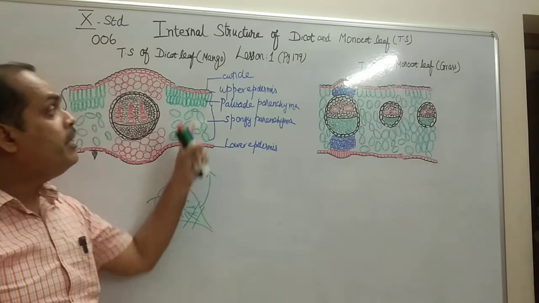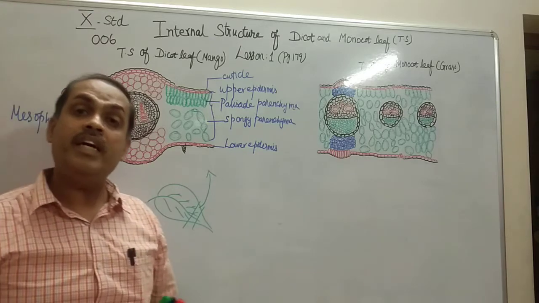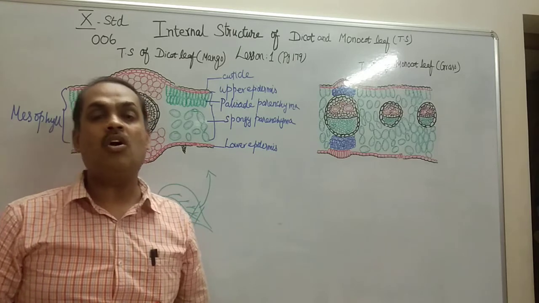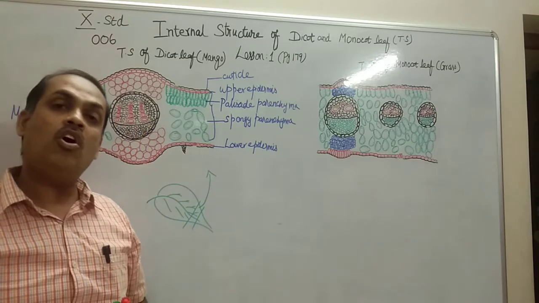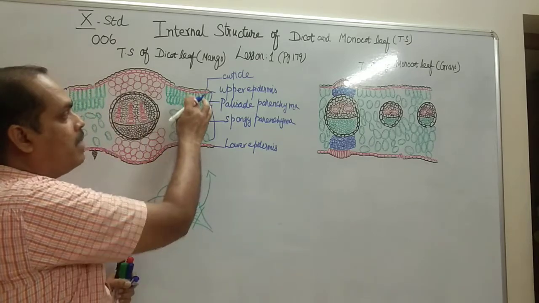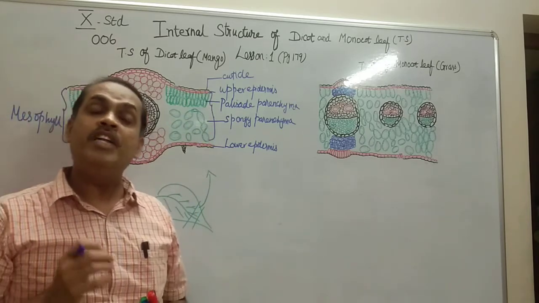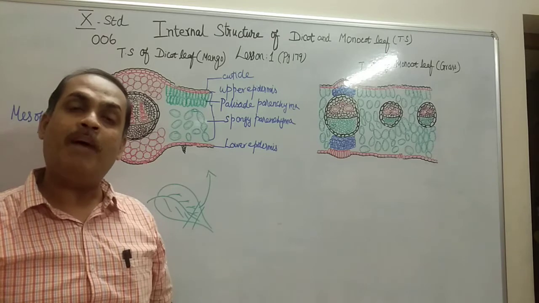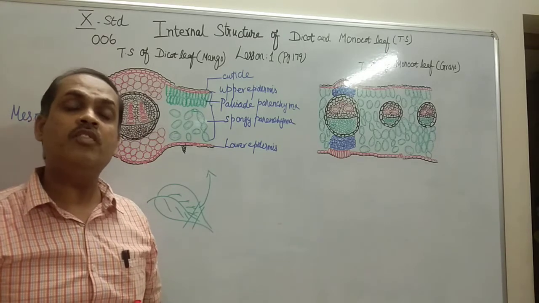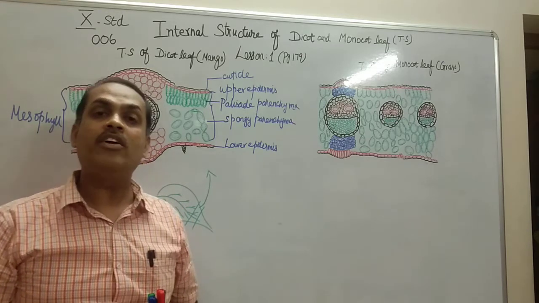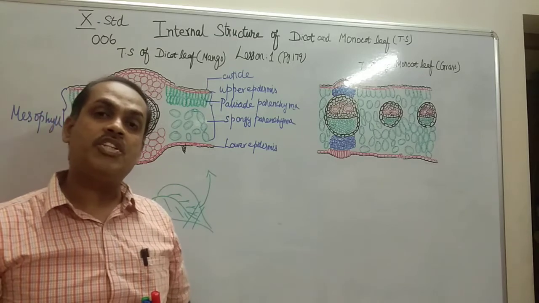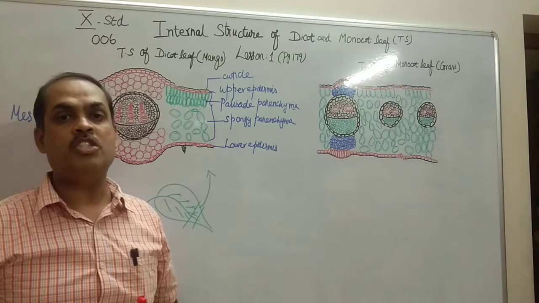So I repeat, mesophyll tissue is nothing but the entire tissue that is formed between the upper epidermis and the lower epidermis. In dicot leaf, mesophyll tissue is clearly differentiated into palisade parenchyma and spongy parenchyma. Whenever you see a clear differentiation of palisade parenchyma and spongy parenchyma, such a leaf should be called a dorsiventral leaf. In fact, all the dicot leaves are dorsiventral. That means there is a clear differentiation of palisade parenchyma and spongy parenchyma.